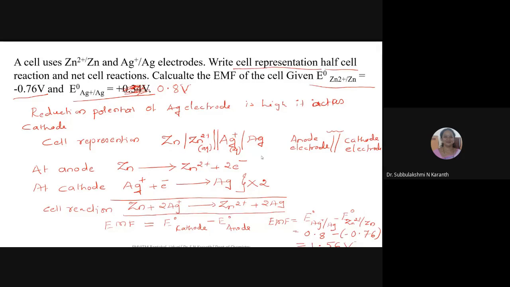Okay. Now, next problem. That is related to cell potential, the Nernst equation, or the determination of cell potential.